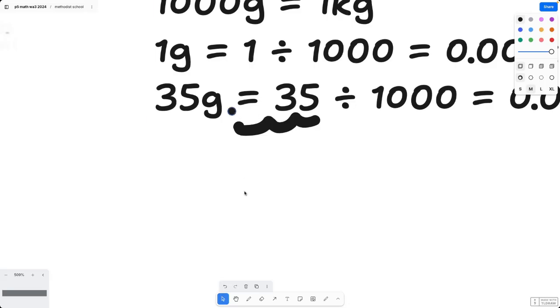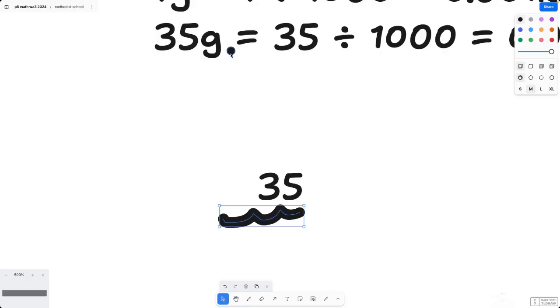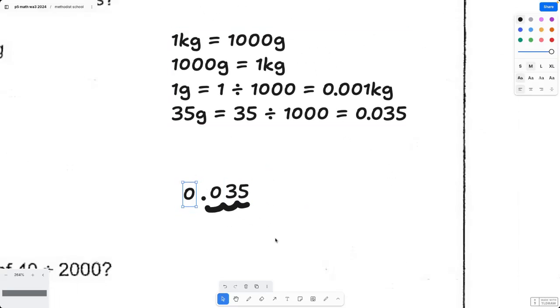If I were to make it a little bit easier to see, I'm going to put this over here. Your decimal point starts at the end. So you move 1, 2, and then 3, and this is where it stops. There are spaces as well, so you need to put zeros. You put 0 over here, and then you put 0 over here, and that's when you know this is the correct answer. So now you know that 35 grams is 0.035.